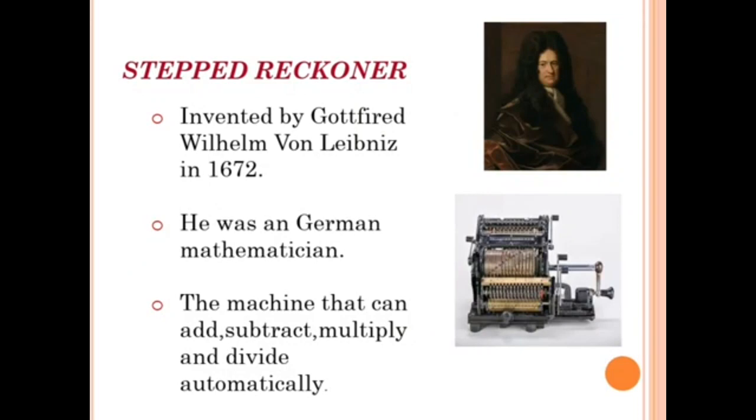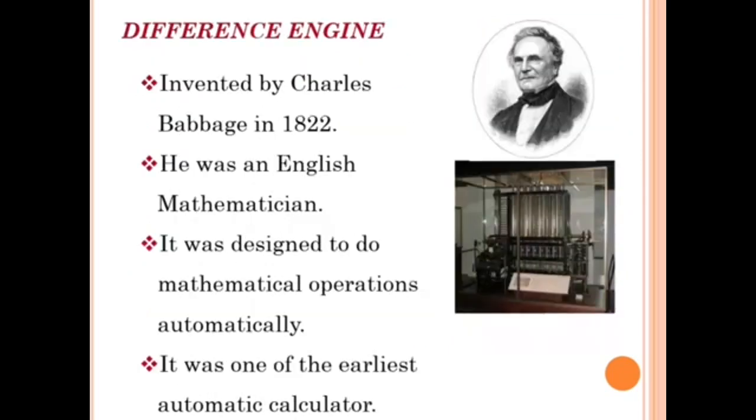It will do the addition, subtraction, division, multiplication automatically. The next one is the difference engine. It was introduced by Charles Babbage and it will do the basic things automatically, and it was the first earliest automatic calculator. So the difference engine is called the first earliest automatic calculator.